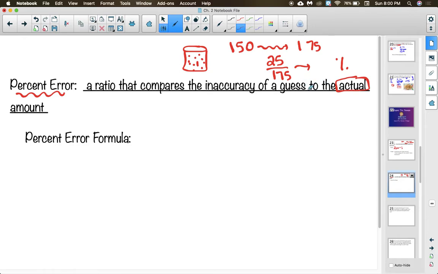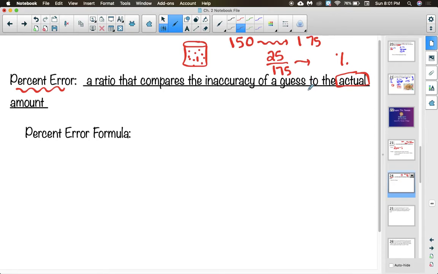And I don't know this one off the top of my head. Let me just take a really quick look on my calculator because I do want to give you an answer to that. It would be 25 divided by 175, and that's about 14%. It ends up being 14.29% if I do a little bit of rounding there, but I'm rounding it to 14%. So what we would say is, well, this guess of 150 was pretty close. It was about 14% away from the actual amount.